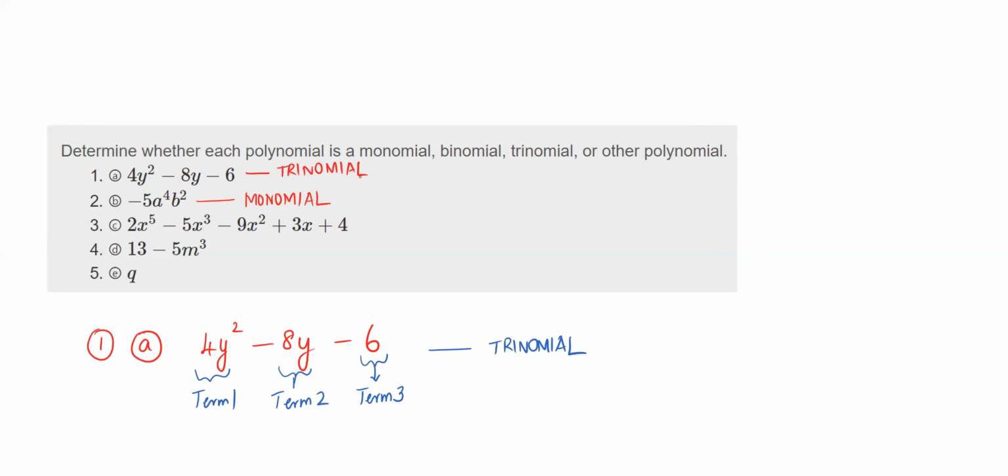Okay, let's look at problem number 3. How many terms do we have? We have 1, 2, 3, 4, and 5. So we have 5 terms, and we don't have a name for it. We simply call it a polynomial.